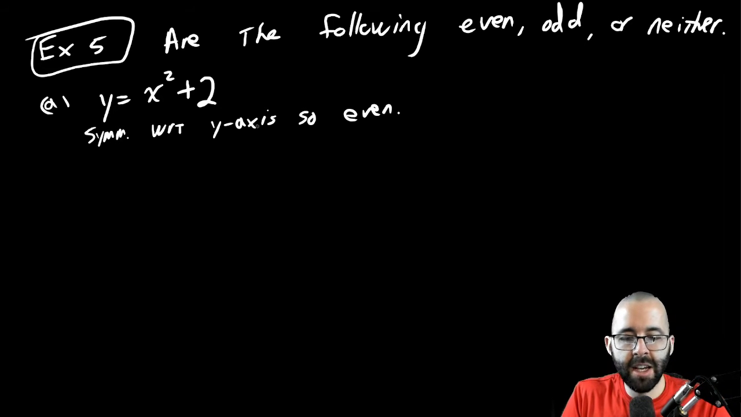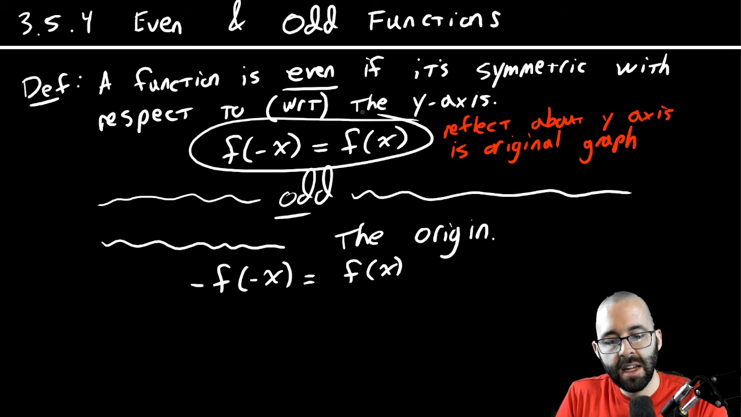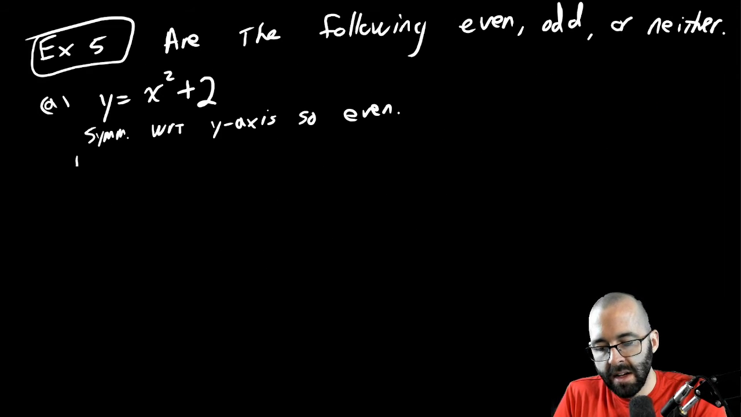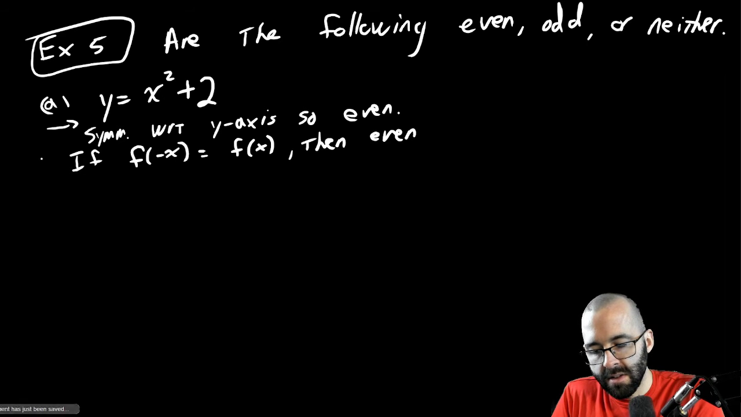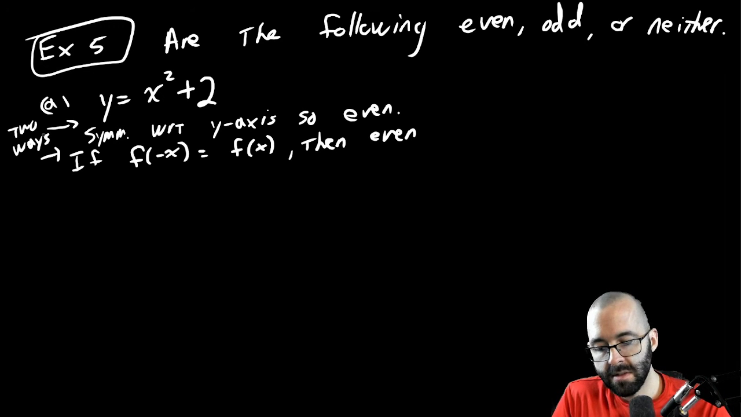Now, there's another more complicated way you could show that it's even, and that's pretty cool. It's even if this is true. So let's look at f of negative x, right? Another way is if f of negative x equals the original function. There's two ways: graphical, analytical. Let's look at f of negative x.